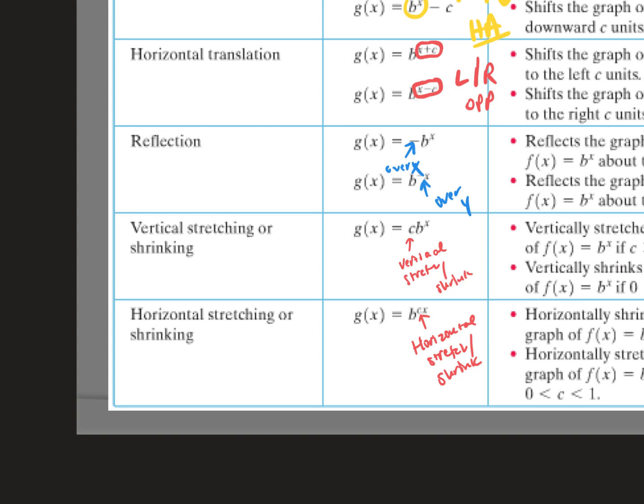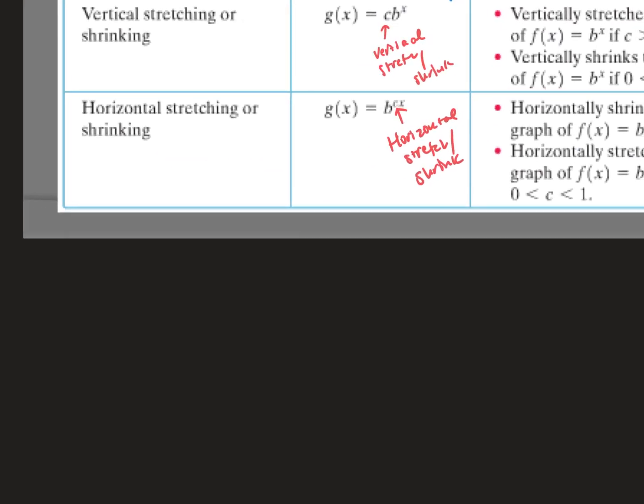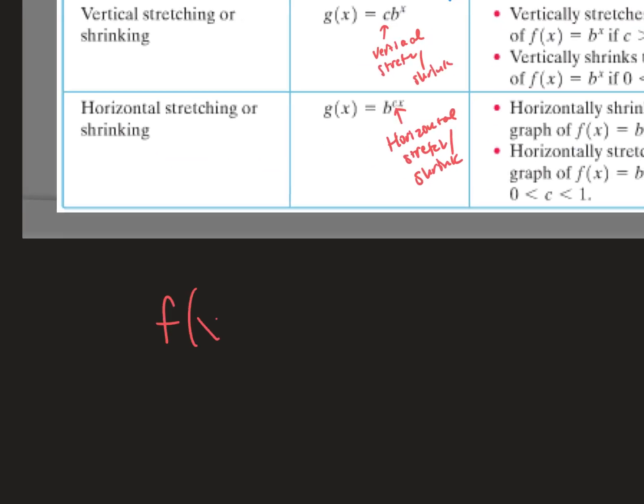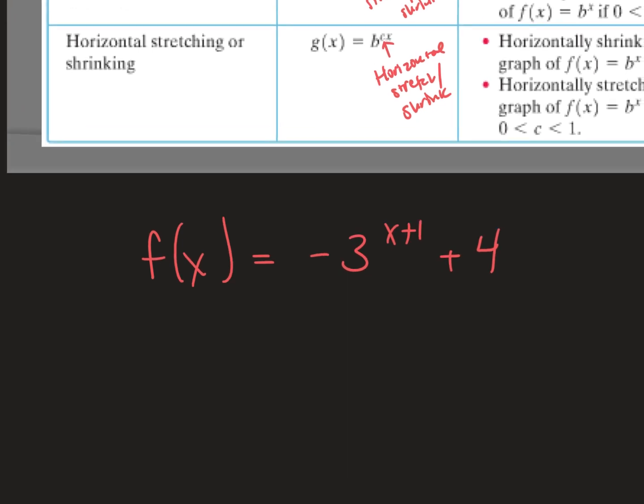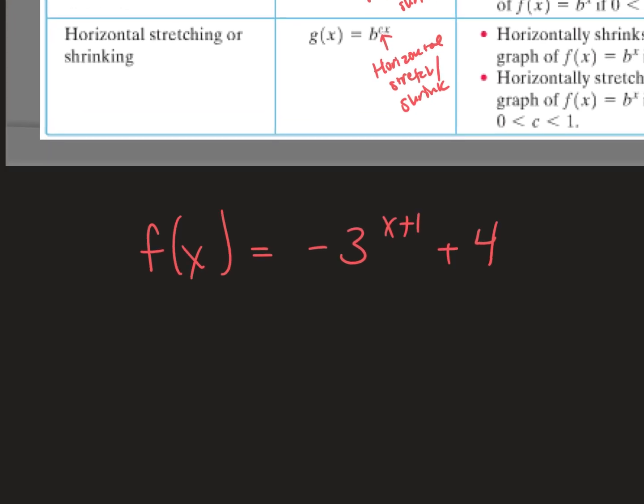But again, you're going to be plugging in a table of values so you can see exactly what the shape of your graph looks like. But if you had something like this, if I had f of x equals negative 3 to the x plus 1, plus 4. All right, you guys should be able to visualize what this graph is going to do. First of all, where is the horizontal asymptote? y equals what? y equals 4. It's always what's added or subtracted.